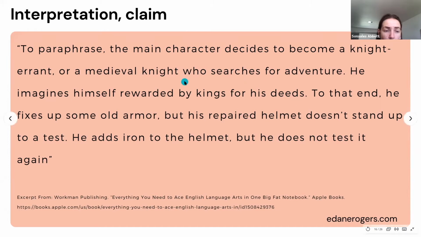So this interpretation or this claim, these are the evidences that someone found to say that Don Quixote is a little crazy, right? To that end, he fixes up some armor. He's prepared a helmet that doesn't stand up to a test. He adds an iron to the helmet, but he doesn't test it again. This would be a good paragraph giving evidence for someone's thoughts on Don Quixote and that claim that was made in the first sentence.